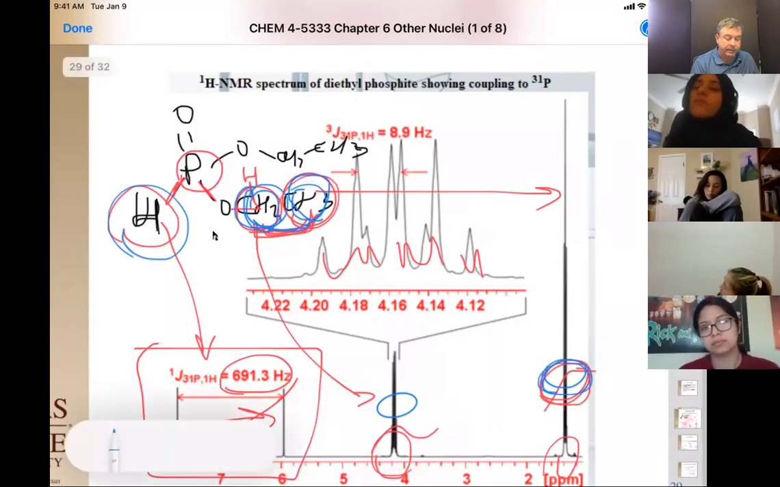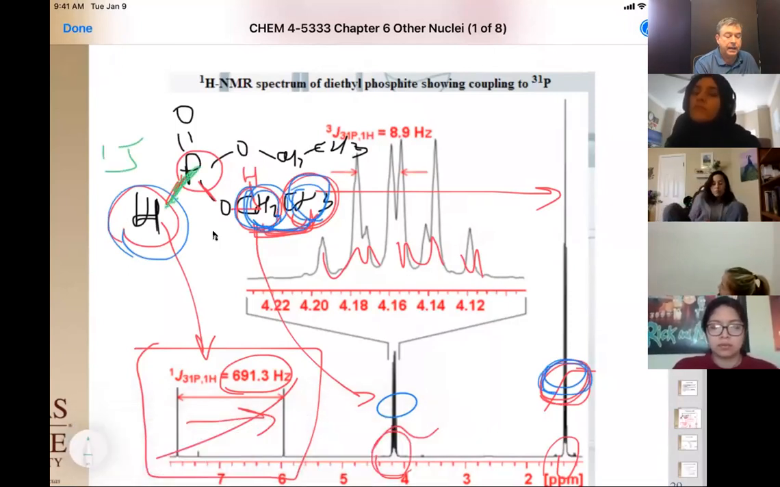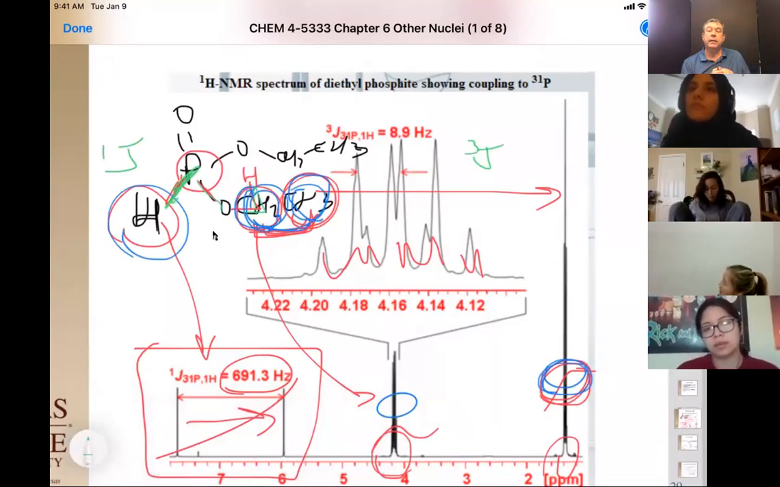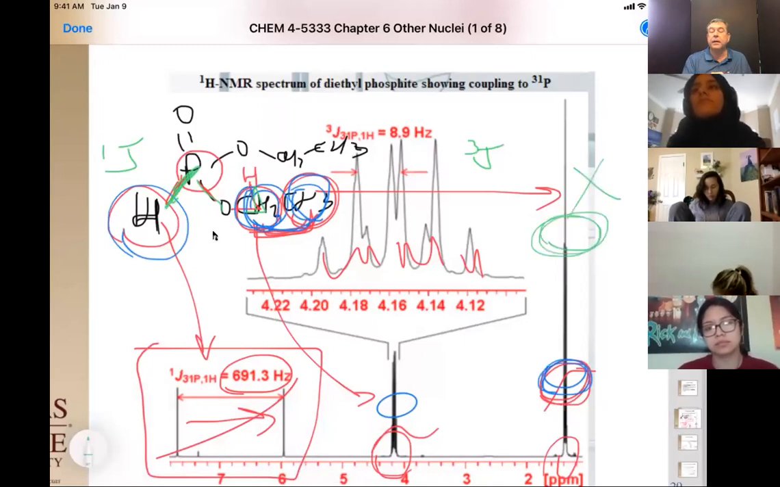Now, when we add the phosphorus coupling, we get a huge coupling constant because it's a J1. And then this is a J3, which is gonna give us a smaller one. But this one is so far away that it doesn't see a coupling constant. So we're only splitting these two peaks with the phosphorus.